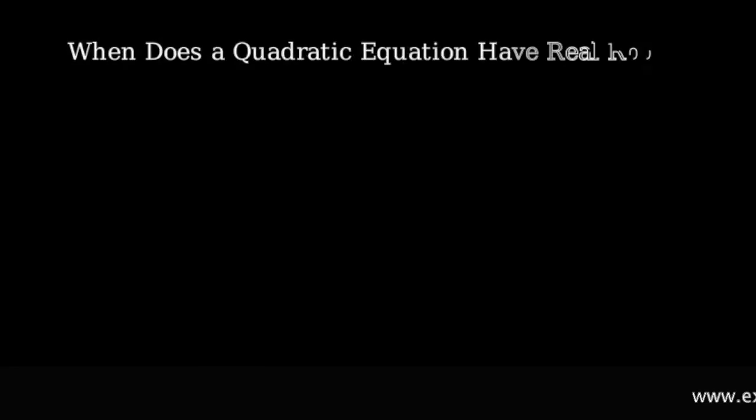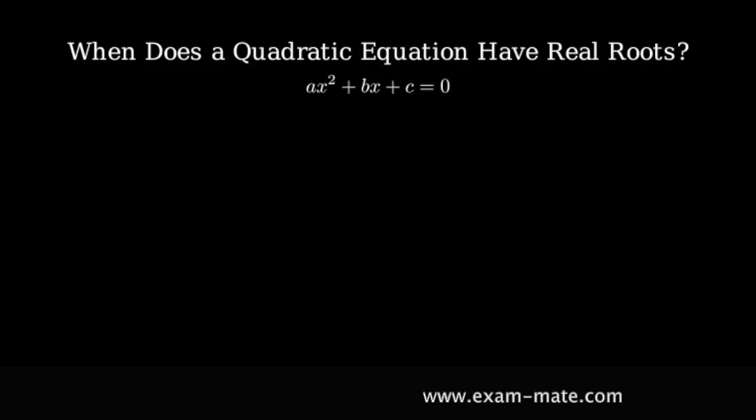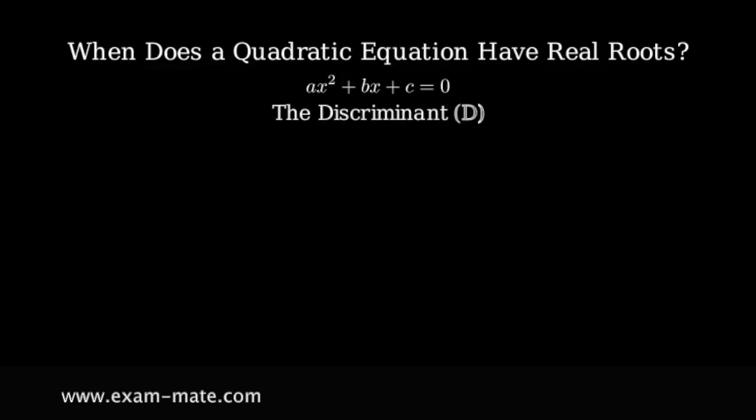Hello. In this video, we'll explore when a quadratic equation has real roots. A quadratic equation is an equation of the form ax² + bx + c = 0, where a, b, and c are constants, and a is not 0. The key to determining the nature of the roots lies in a value called the discriminant.